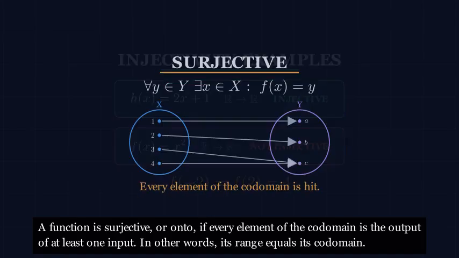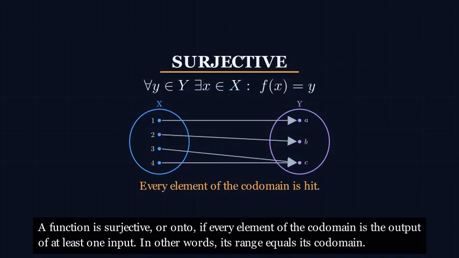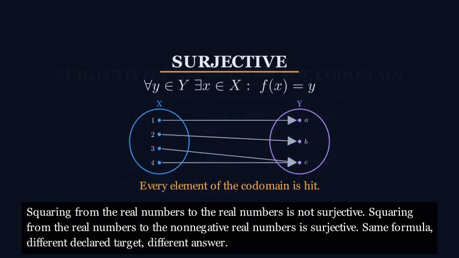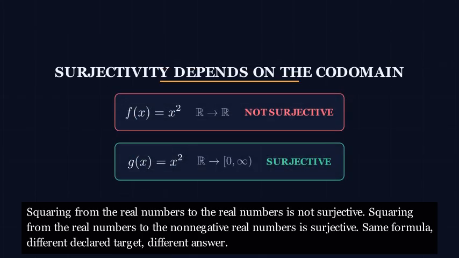A function is surjective, or onto, if every element of the codomain is the output of at least one input. In other words, its range equals its codomain. A surjective function may send several inputs to the same output. Every target needs at least one arrow, but the targets are permitted to collect extras. Squaring from the real numbers to the real numbers is not surjective. Squaring from the real numbers to the non-negative real numbers is surjective. Same formula. Different declared target.